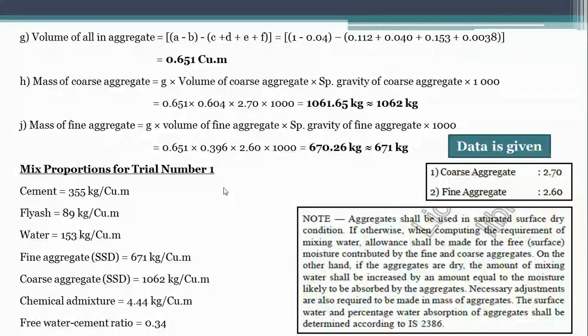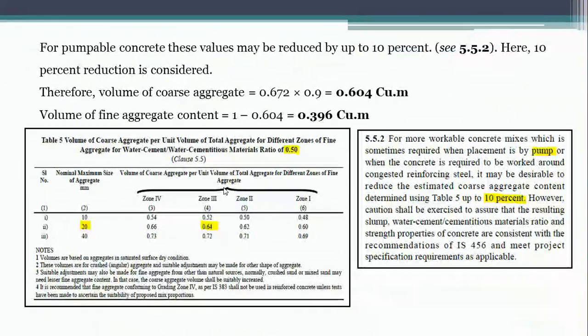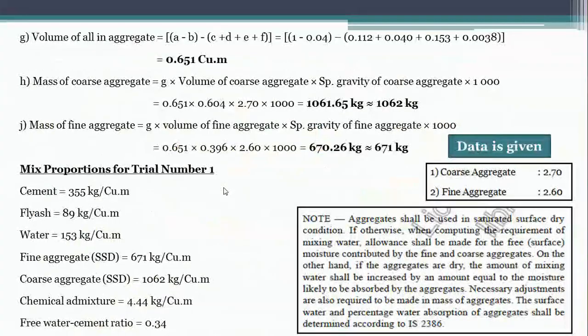Okay. Now the mass of coarse aggregate and fine aggregate we have not found. To find the mass of coarse aggregate, we have a formula: G into volume of coarse aggregate into specific gravity of coarse aggregate into 1000. G is the notation for the volume of all the aggregates, 0.651, and the volume of coarse aggregate we have found here, 0.604, into the specific gravity of coarse aggregate, which I have taken from the screenshot of the data, 2.7, into 1000. You will get 1061.65 kg, approximated to 1062.